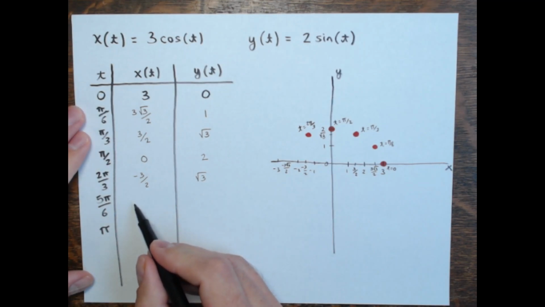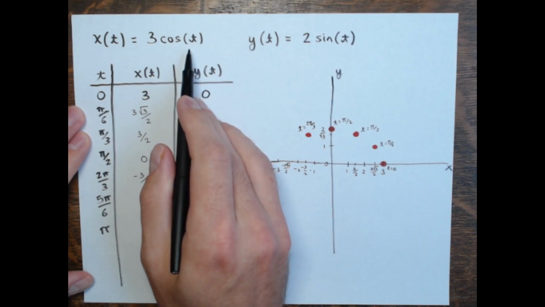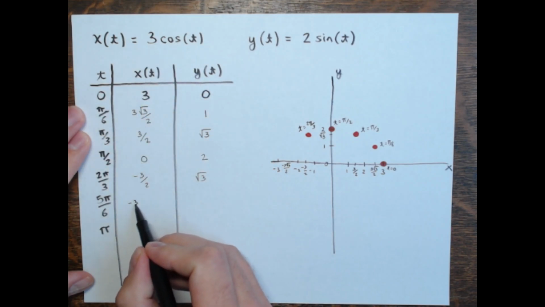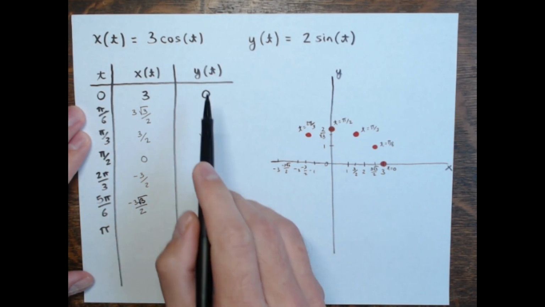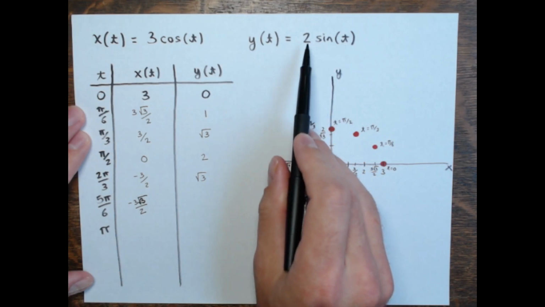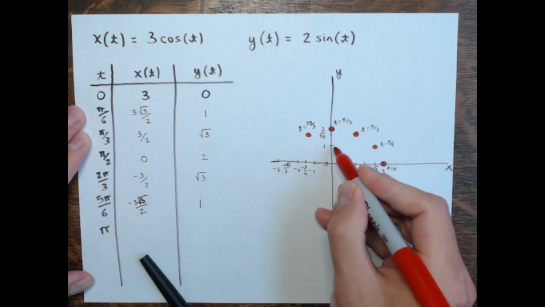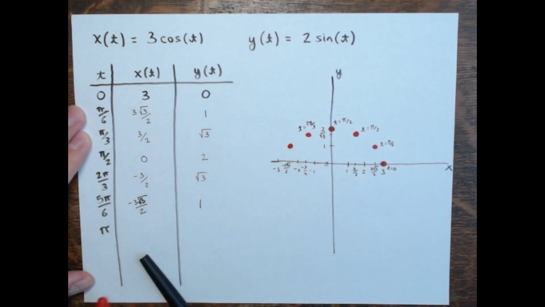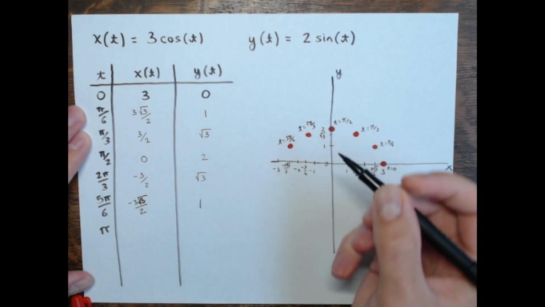And then 5 pi over 6, right? The cosine of 5 pi over 6 is negative root 3 over 2, right? So there's your negative 3 times root 3 over 2 for the x coordinate of my location. The sine of 5 pi over 6 is a half, times 2 is 1. So we're at negative 3 root 3 over 2, 1. And this is when t equals 5 pi over 6.